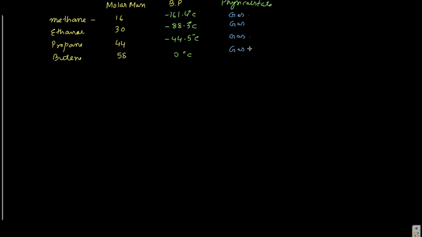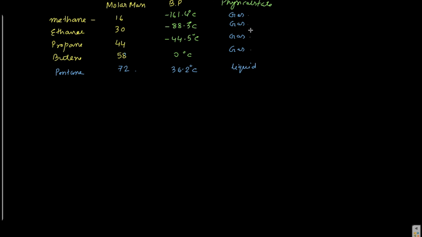Butane is used in our LPG. If you consider pentane, the molar mass is 58 plus 14, which is 72. The boiling point, I think, is 36.2 degrees centigrade, and it becomes a liquid. If you go on to hexane, heptane, octane, nonane, decane, it transitions from liquid to solid. So with changes in the molar mass, the boiling point also changes, and the physical state also changes.